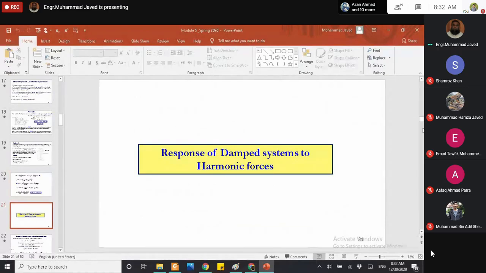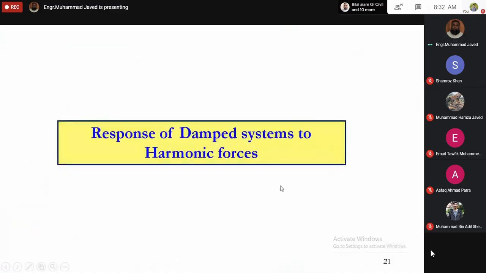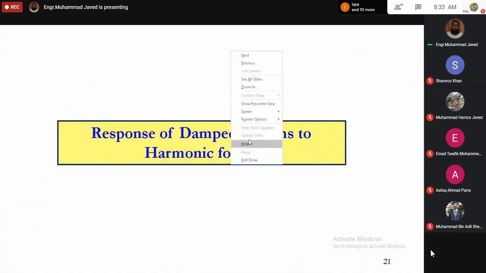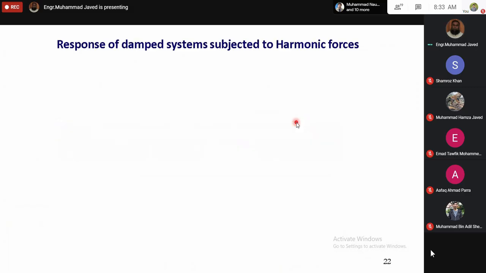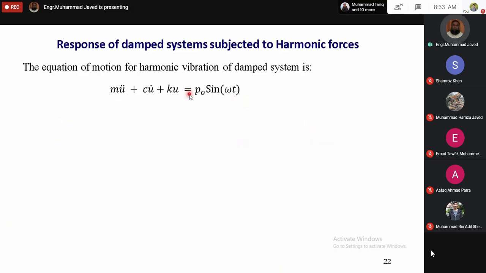So now we are in a position to discuss the response of damped systems when they are subjected to harmonic forces. So as usual, we will write the general equation of motion for damped systems. And since the force is harmonic, P of t will be replaced by P naught sin omega t.